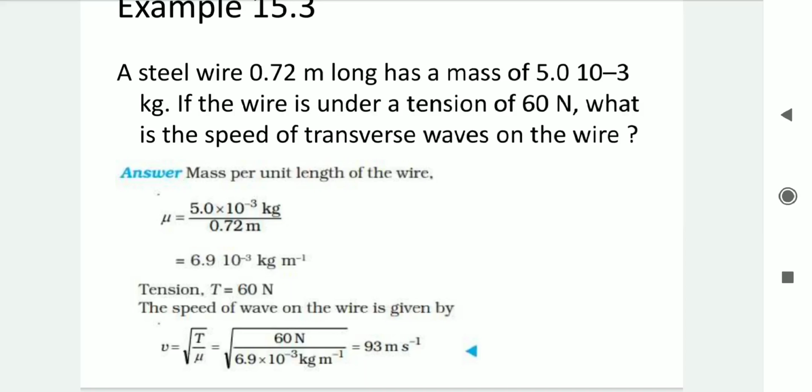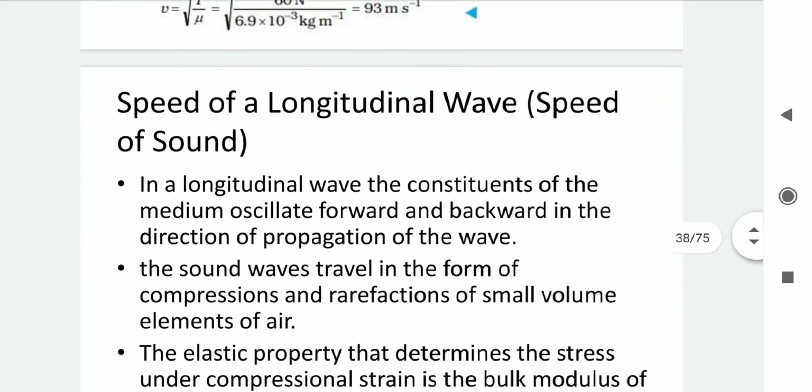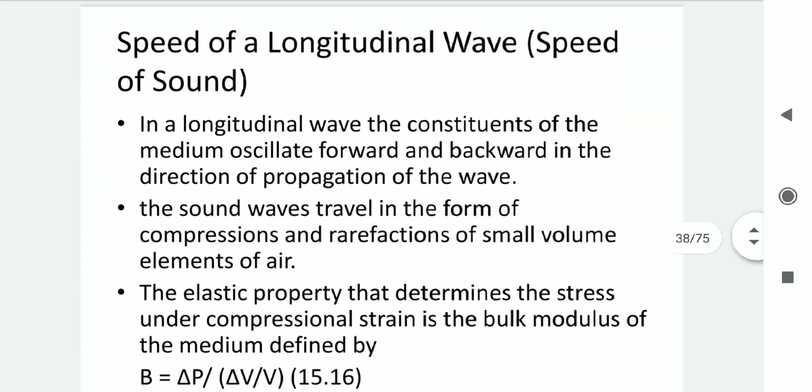The tension force is given as 16 Newton. So the speed will be equal to under root of T by mu. By substituting those values, we get speed equal to 93 meter per second. Now let us understand the speed of a longitudinal wave, that is, the speed of a sound wave.